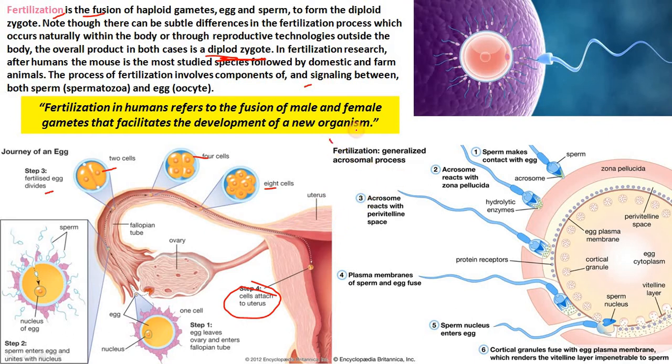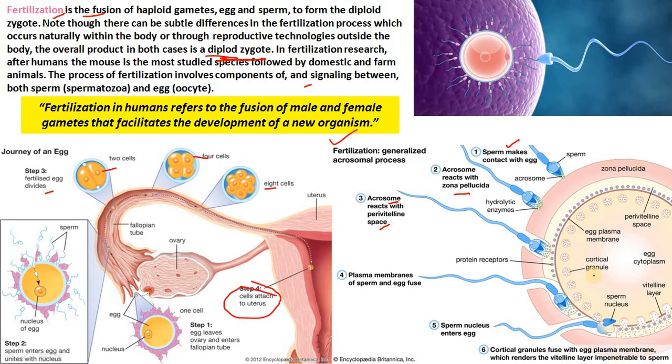Here you can see the fertilization is a generalized acrosomal process where the sperm makes contact with an egg. The acrosome reacts with the zona pellucida. The acrosome reacts with the perivitelline space, and the plasma membrane of the sperm and egg fuse. The sperm nucleus enters the egg and the cortical granules fuse with the egg plasma membrane, which renders the vitelline layer impenetrable to the other sperms.